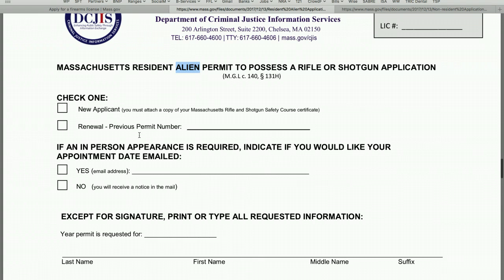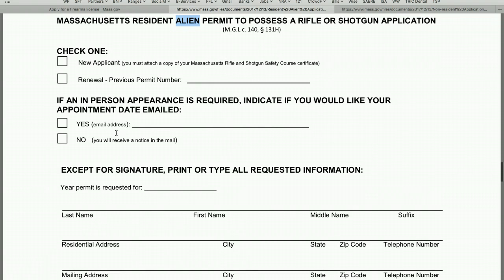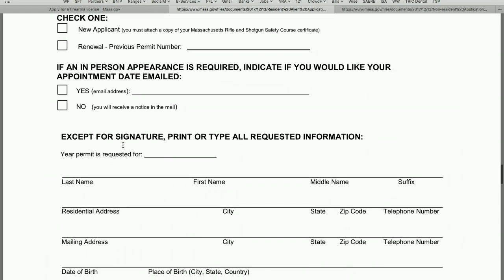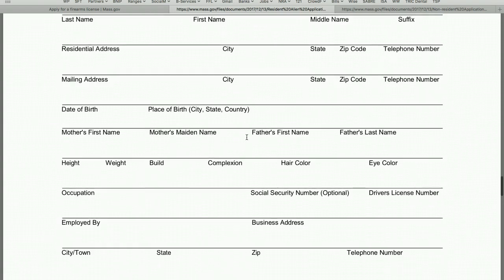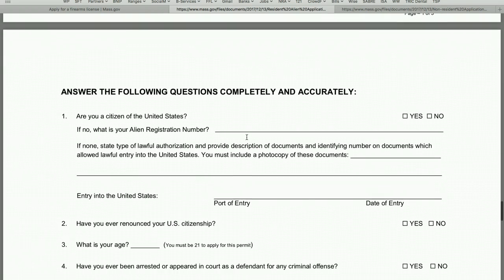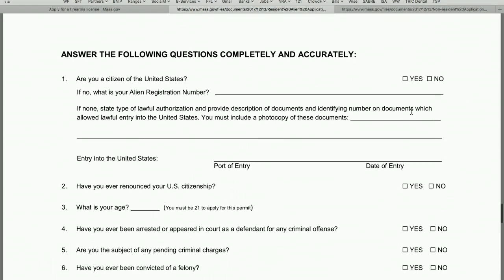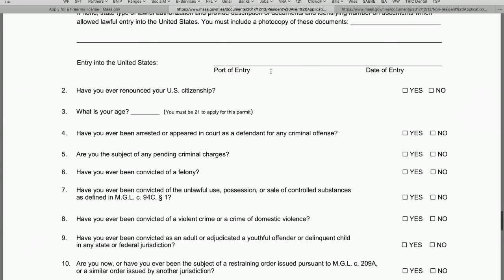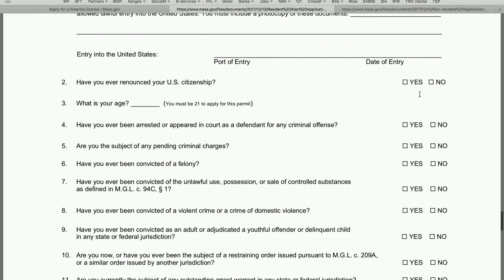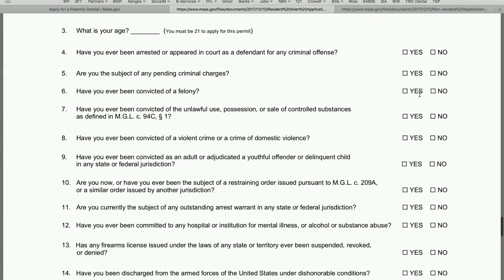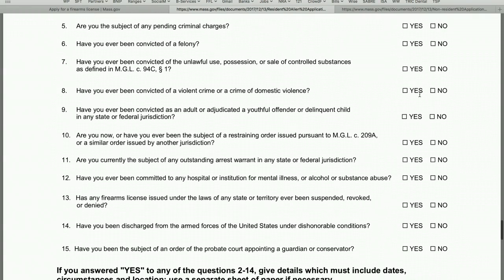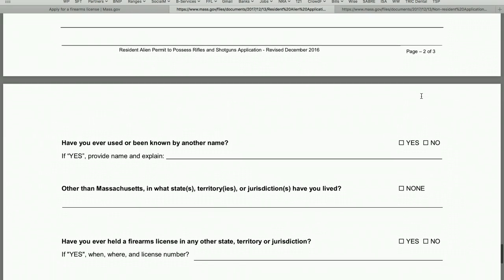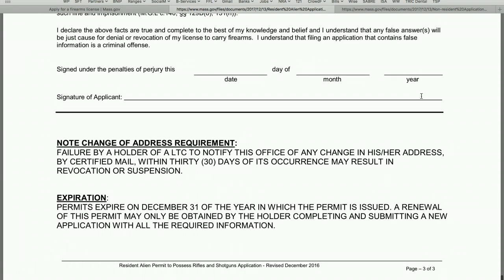Say, hey, it's my first time, or I'm renewing, and then the basic information right here. And then you write down the year, your basic info, and so on. And then this is all the information. If you are a U.S. citizen, then I'm not sure why you'd be applying for this non-resident and non-citizen application. So there's all your information, the same basic information that we've covered previously. You're just subject to the same background check and things like that. So that's it right there for that.